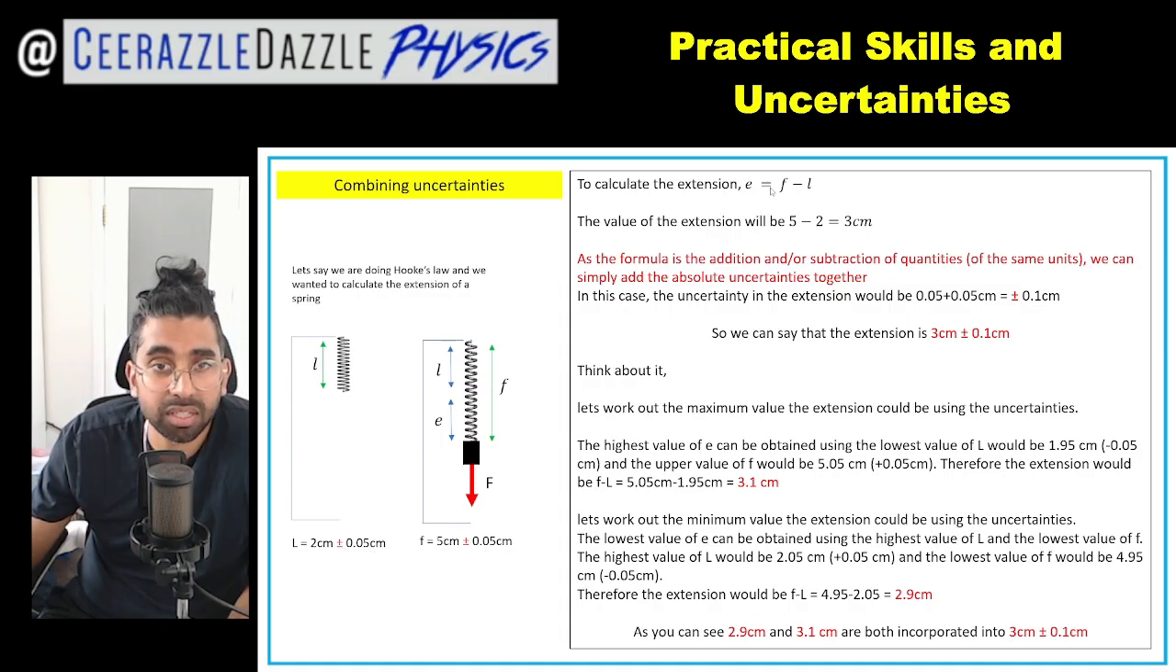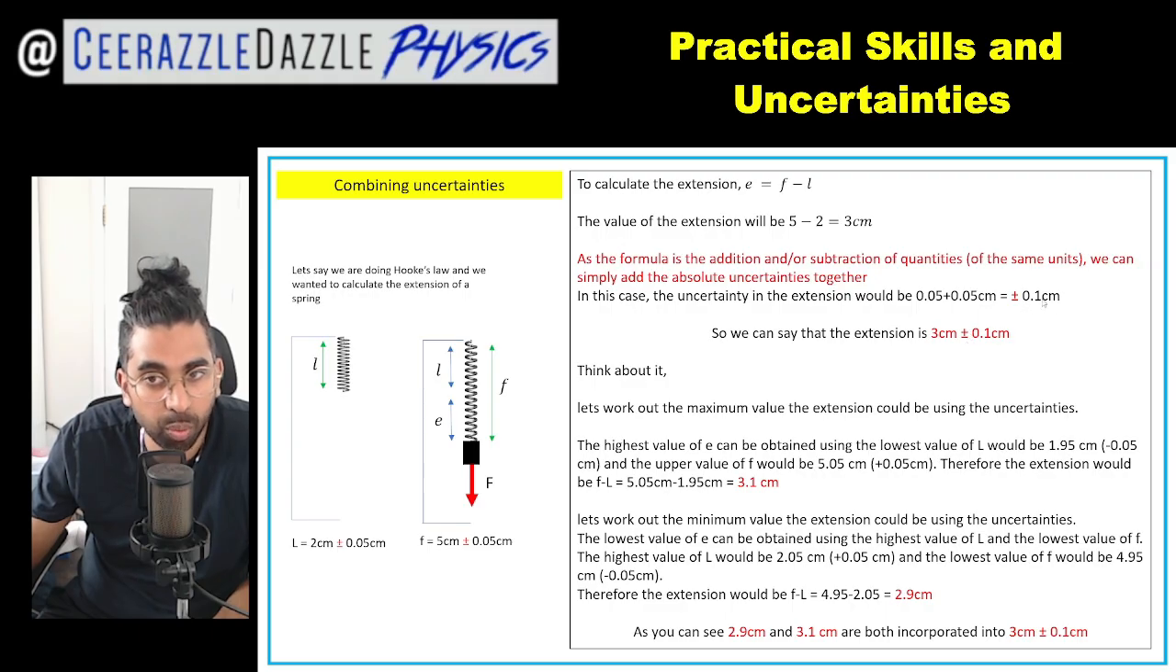Right, so the rule is this. Whenever the formula is the addition or subtraction of quantities, you simply add the absolute uncertainties together. So I simply take this value and add this one to it to obtain the total uncertainty for my extension. We know the value of the extension is 3 centimeters, and if I take the 0.05 plus the 0.05 centimeters, it will be 0.1 centimeter. So therefore, my final value is 3 centimeters plus or minus 0.1 centimeter.